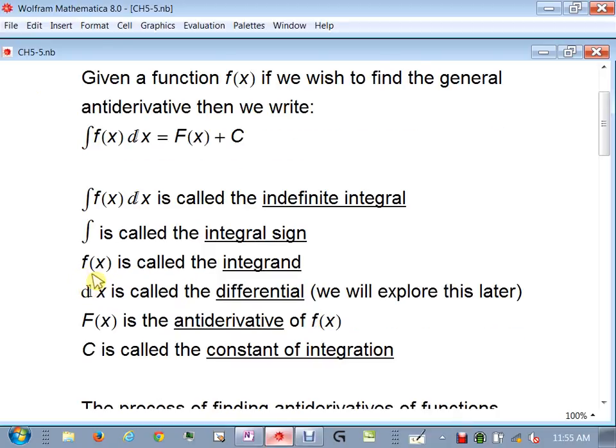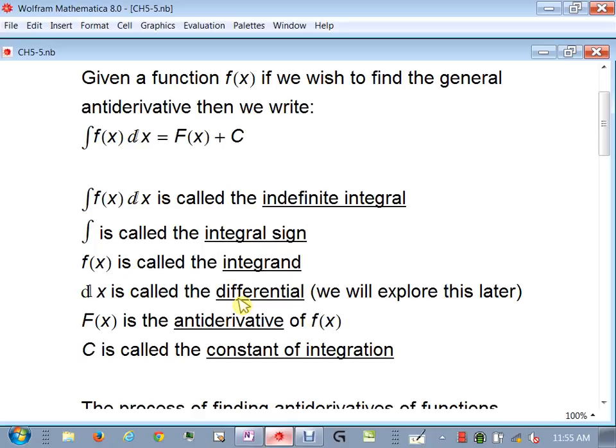The f of x is called the integrand. It's very similar to when you have radicals. The thing under the radical was called the radicand. The thing inside of your integral is called the integrand. The dx that's tacked on to the end of this is purely there for notation right now. It's called the differential, and we're actually going to explore that in detail later.